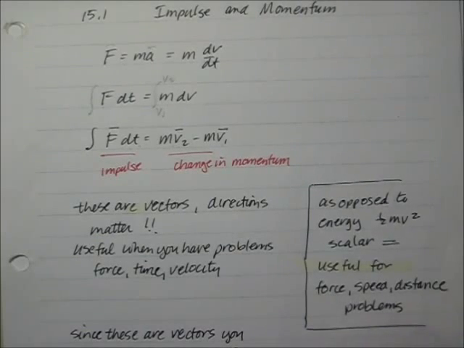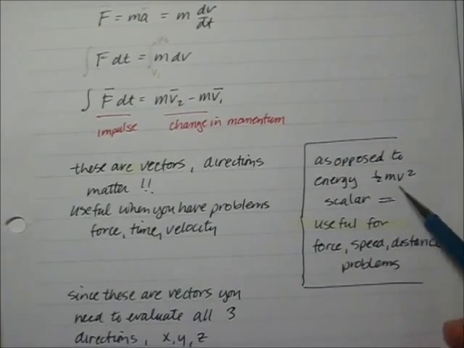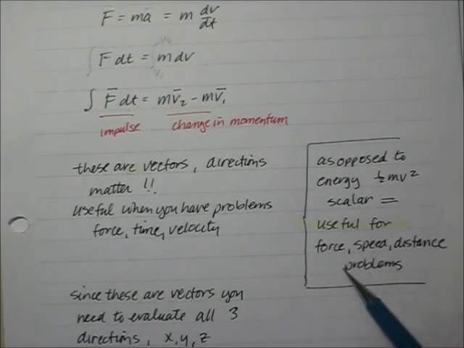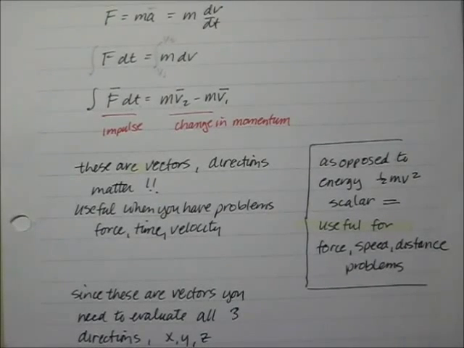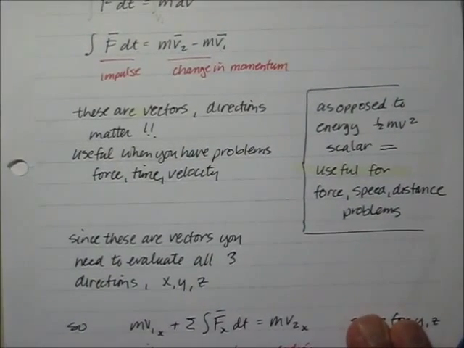And we'll find that impulse and momentum is a good technique, and it's a good shortcut when force, time, and velocity are involved in our problems, as opposed to energy, which is a scalar, and we found that energy was useful for force, speed, and distance problems. Okay, so we'll get used to differentiating between what's a good impulse-momentum problem and what would be a good energy problem.